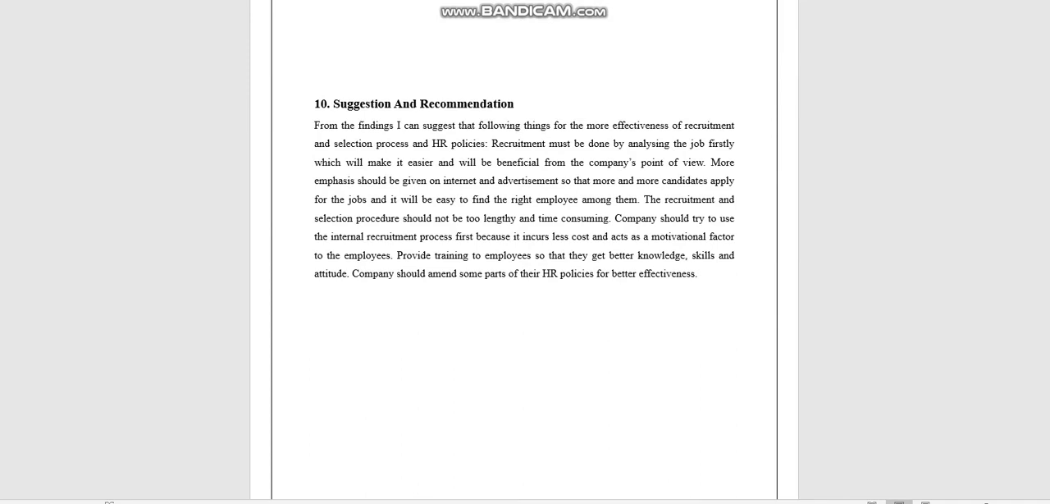The next chapter is where I am giving suggestions for improving those drawbacks. So I am suggesting some effective measures for improving the HR policies and the recruitment and selection process. I am telling the organization to improve the employees' current position level and so on. I am also suggesting various advertising processes for making people aware of the organization's vacancies. So all those would be included in this suggestion and recommendation process. And then I am concluding the project.